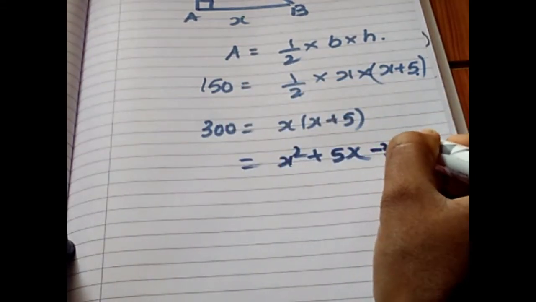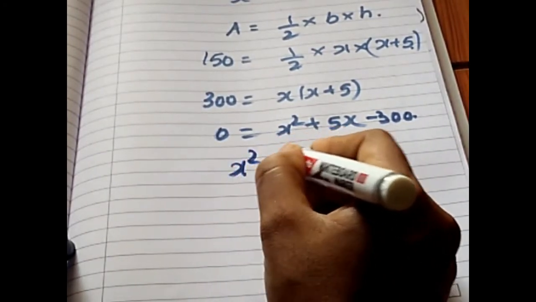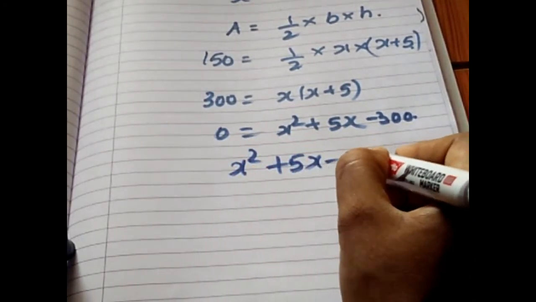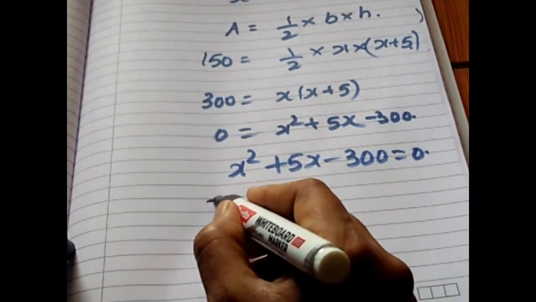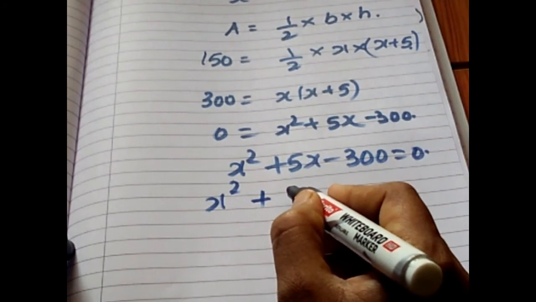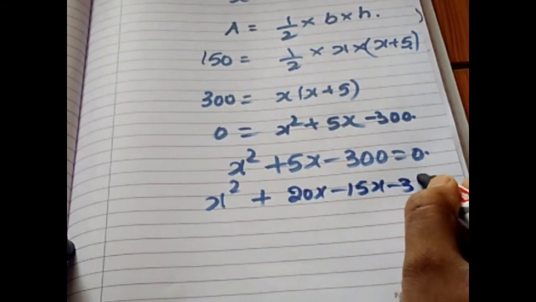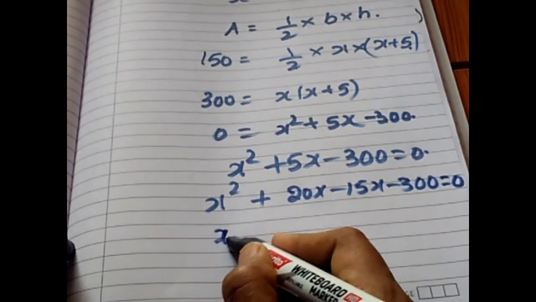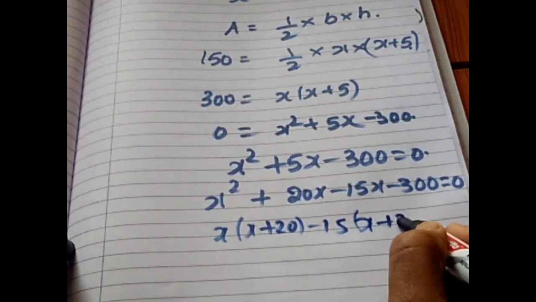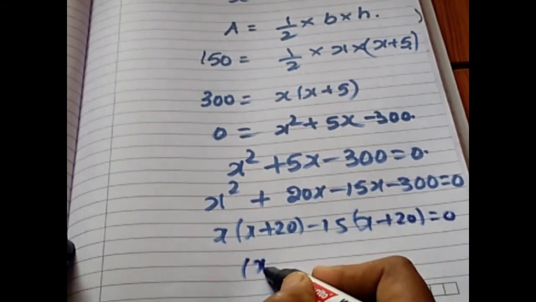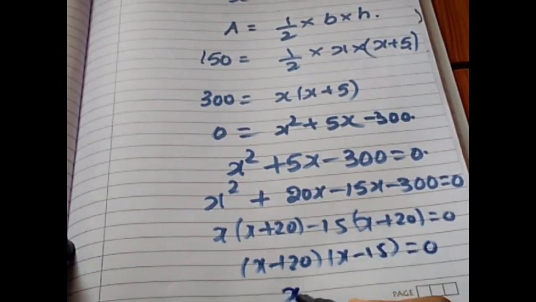Shift this 300 to the other hand side so that it is equated to 0. Now we have a quadratic equation. X square plus 5x minus 300 is equal to 0. So x square, find out the factors, that is 20x minus 15x minus 300 is equal to 0. So x into x plus 20 minus 15 into x plus 20 is equal to 0. X plus 20 into x minus 15 is equal to 0.